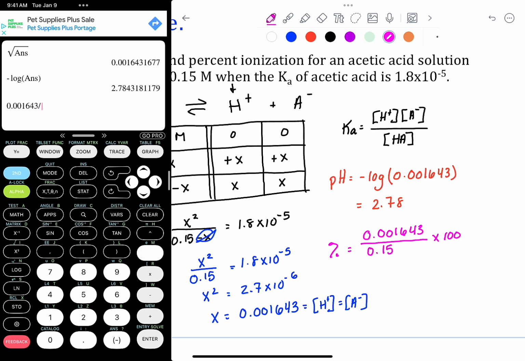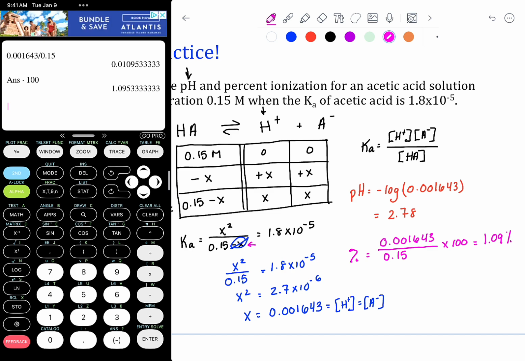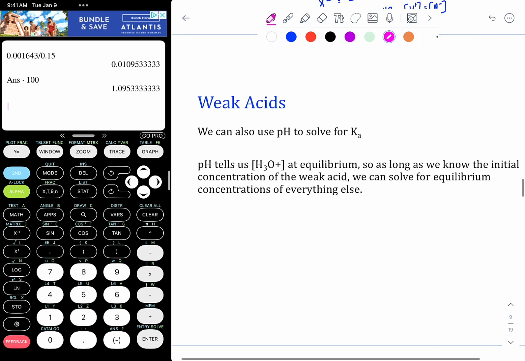So we get 0.001643 divided by 0.15, and we'll multiply that by 100. So that gives us a percent of 1.09, which is less than 5%, meaning our approximation of seeing x as negligible here in this step was perfectly acceptable, and I don't need to go back and resolve the problem. So let's continue practicing with our weak acid problems.